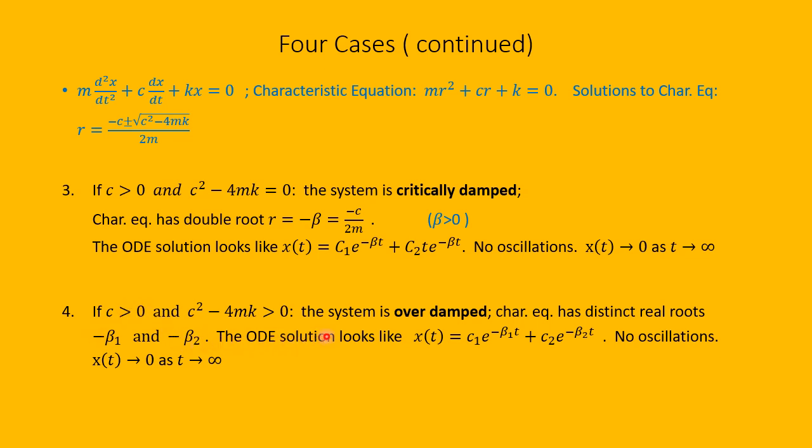In that case, the solution looks like x of t equals c1 e to the minus beta 1 t plus c2 e to the minus beta 2 times t. Once again, we have no oscillations, and x of t does go to 0 as t goes to infinity. The motion dies out as t goes to infinity.